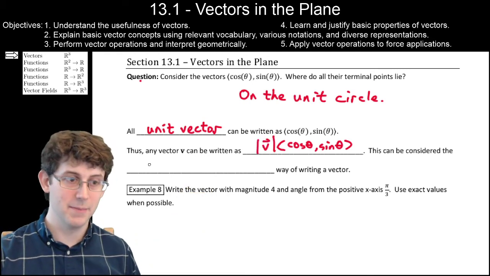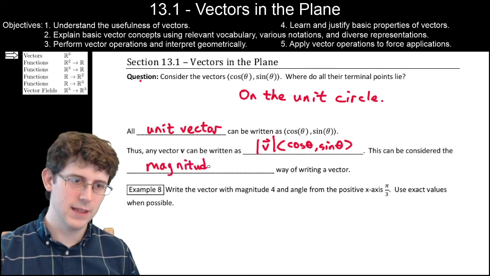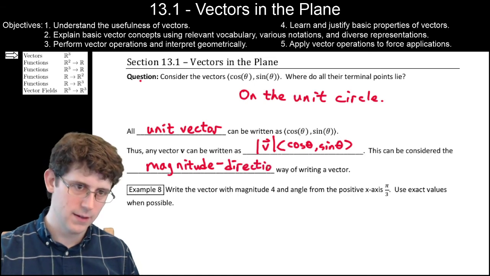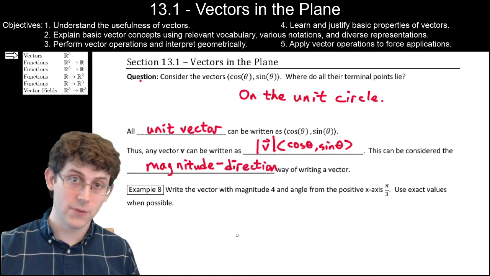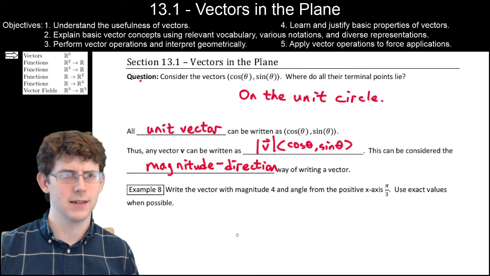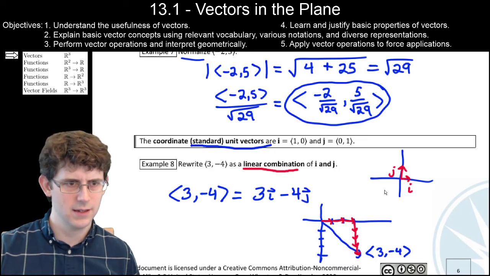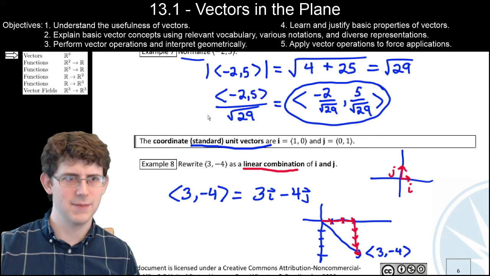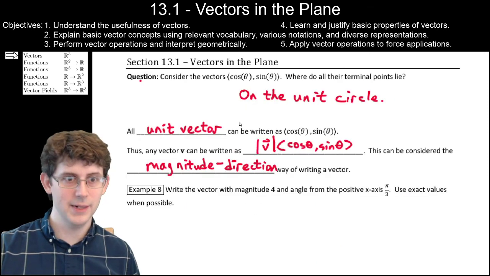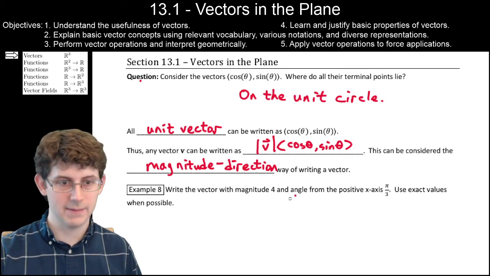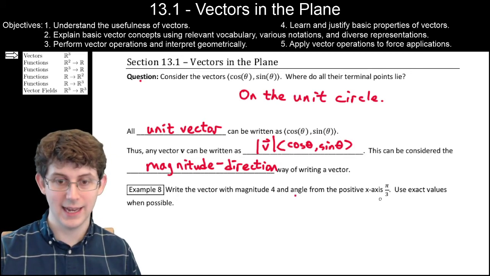This is called the magnitude direction form of a vector. This is probably the least important, but it's still important enough to bring up. So we had component form. Did we have a name for the form with i's and j's? I don't have a special name for that. This ij form, and then we've got the magnitude direction form. Okay, so write the vector with magnitude 4 and angle pi over 3.